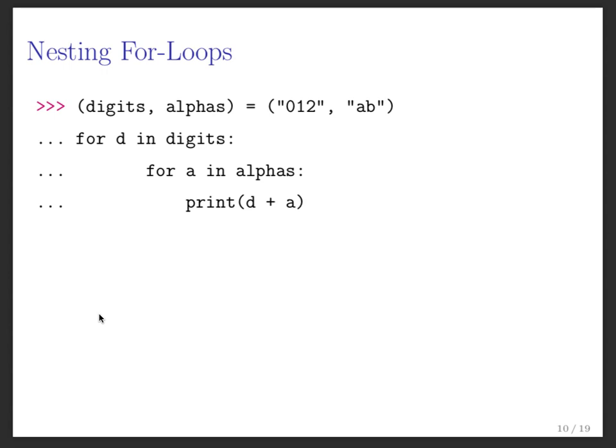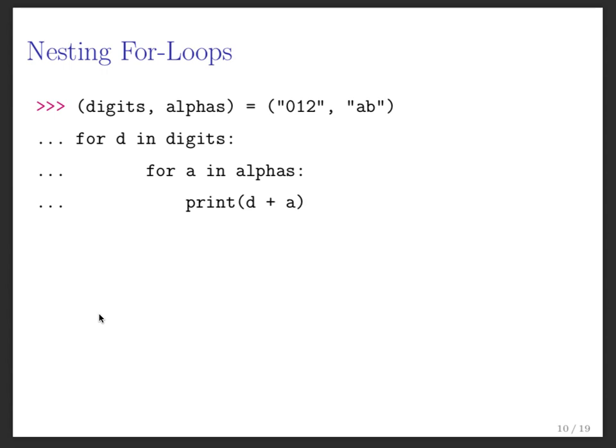Something that gets very confusing for new programmers is the fact that you can put control structures in other control structures. Specifically, you can put a loop inside of a loop. So I'm going to define two short strings here: digits, 0, 1, and 2, and alphas, a and b. Digit is to 0, 1, 2 as alpha is to a, b, c, d, right? The alphabet. The things in the alphabet are alphas, so this has a sensible naming convention.